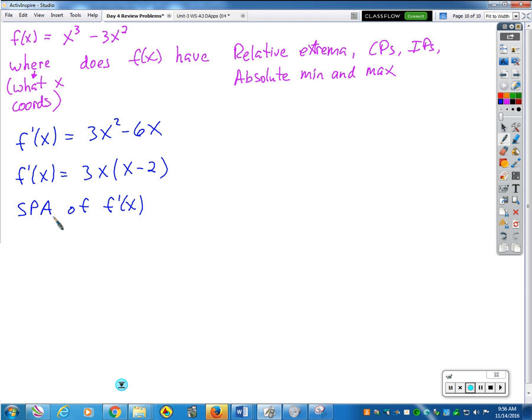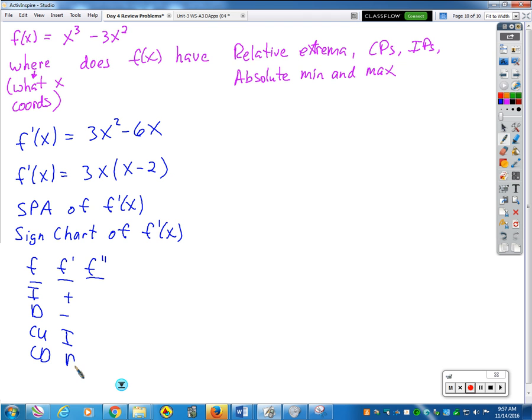Or we say we're going to make a sign chart of f prime. So we're doing a sign pattern analysis of f prime or a sign chart of f prime. Okay, I want the whole room to answer this. Here's the chart. When I say the word sign, I'm referring to positive or negative. It's called a sign chart, like the sign, positive or negative, of something.